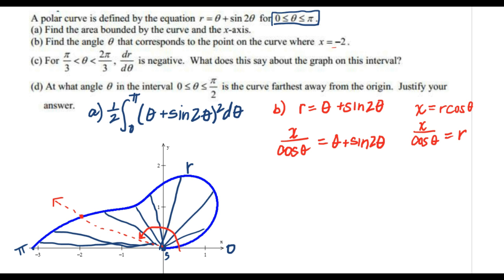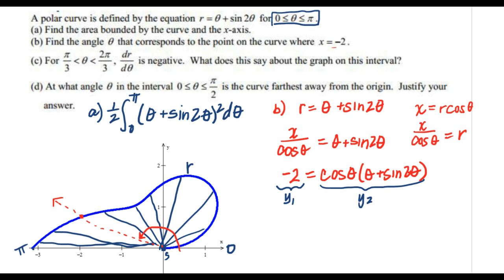Well, now x is -2, so -2. Now I'm going to move the cosine theta to the other side, so I'm going to multiply it. So -2 has to equal cosine theta times the quantity theta plus sine 2 theta. So when does this happen? Well, we can think about this as two separate functions, and we can graph -2, that's a horizontal line, as y1, and we could graph this as y2, but just replace the thetas with x's.